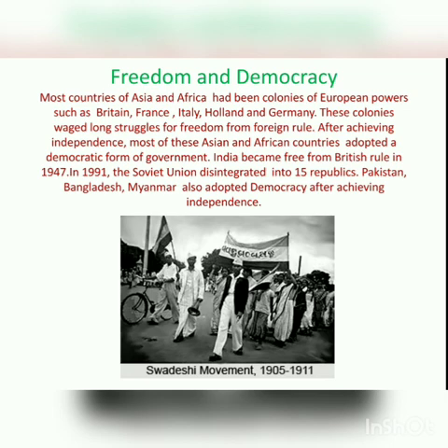India became free from British rule in 1947. You all know that. In 1991, the Soviet Union disintegrated into 15 republics. Before this, they were integrated together and they were known as USSR, United Soviet Socialist Republic. Pakistan, Bangladesh, Myanmar also adopted the democratic form of government after achieving independence.